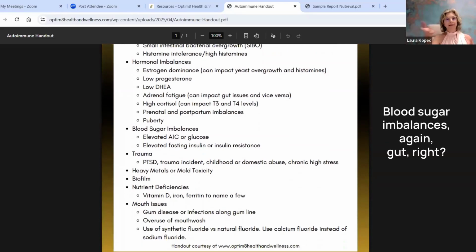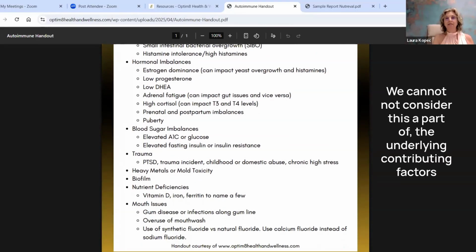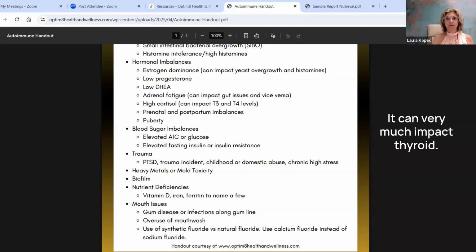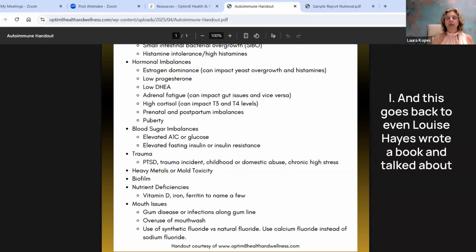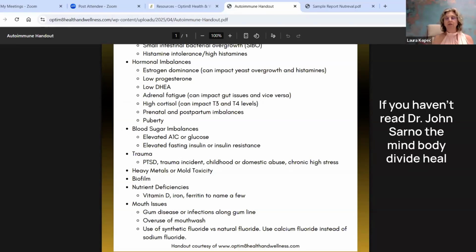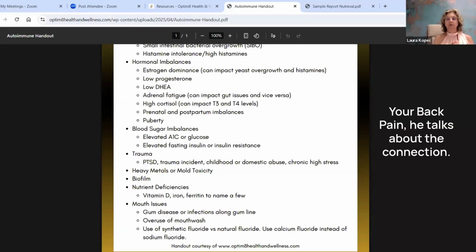Blood sugar imbalances, again, gut, right? We cannot not consider this a part of the underlying contributing factors. Trauma, I am talking more and more about this as an impact on the immune system. It can very much impact the thyroid. And this goes back to Louise Hay, who wrote a book and talked about the underlying psychic imprint onto the imbalance. If you haven't read Dr. John Sarno, The Mind Body Divide, Heal Your Back Pain, he talks about the connection. And of course, The Body Keeps the Score, but there's a ton of growing conversation around this.